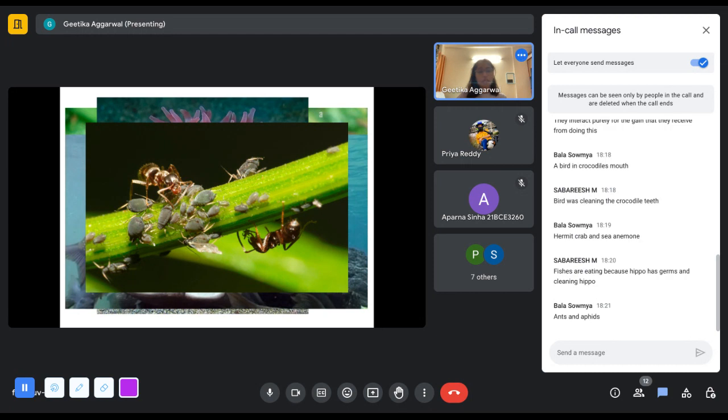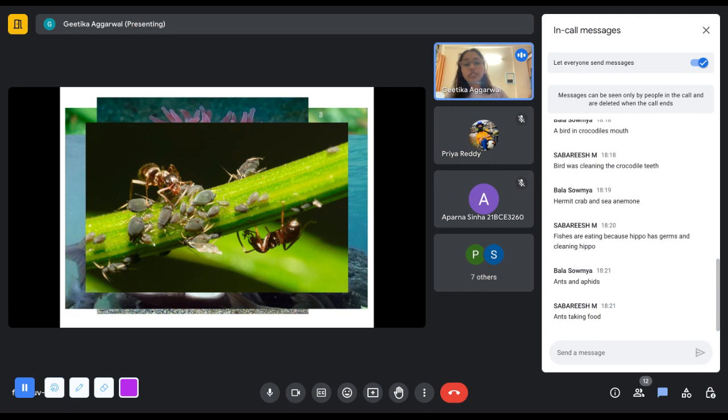So, you can see that there are these ants and aphids. Exactly. So, there are these ants, two big ants, and there are some of these aphids. What happens in this interaction is that these aphids feed on plants and they secrete a sugary secretion, and the ants take this secretion and use it to feed their larvae and also to derive nutrition from it themselves.